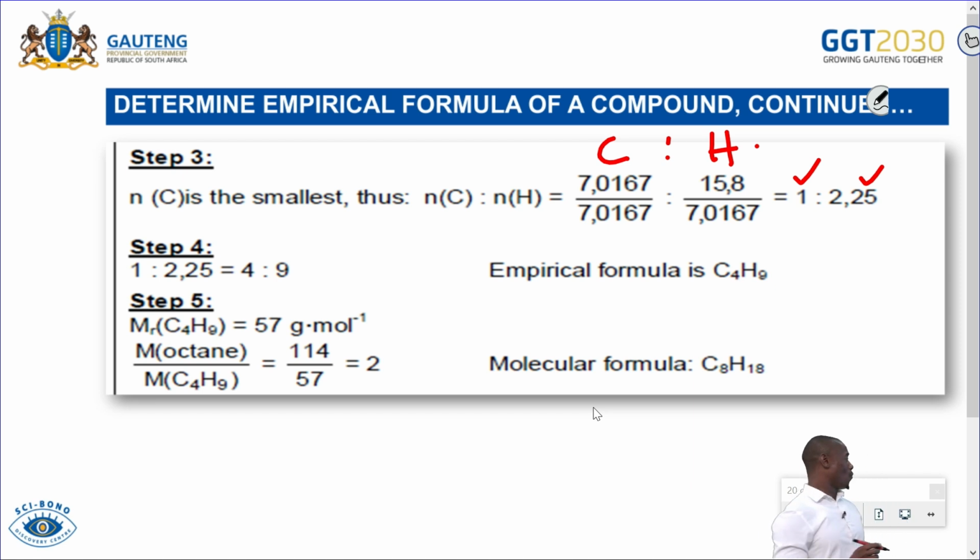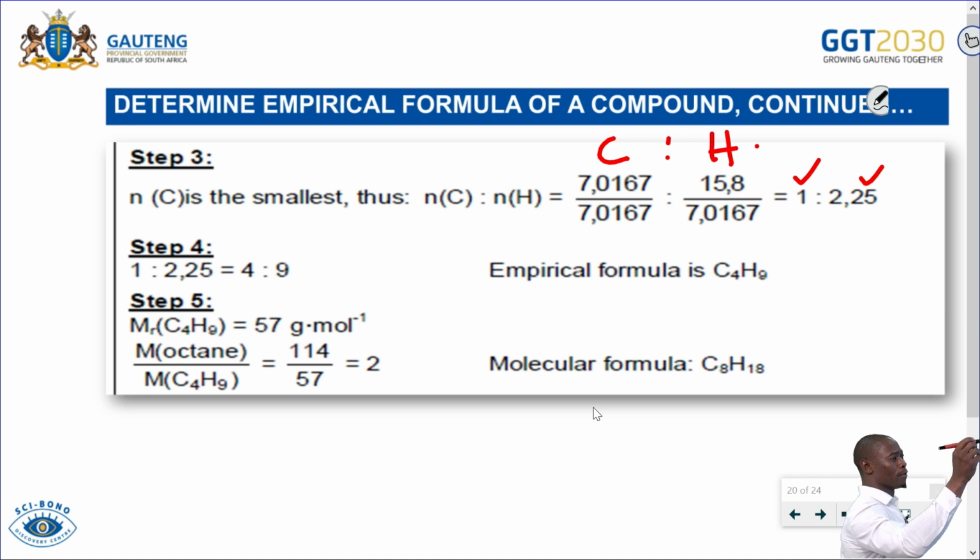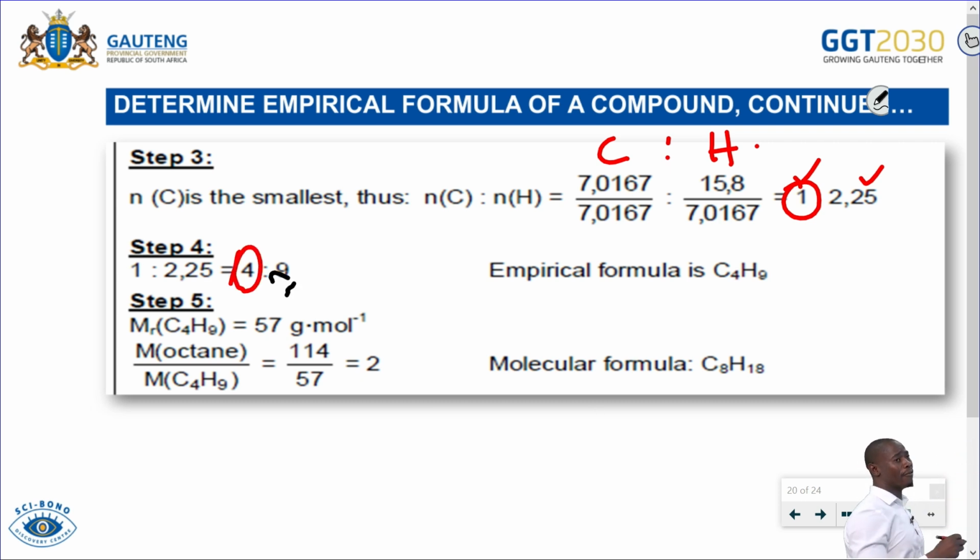Okay? What you need to understand here, all right? Because they're looking for octane, actually here we are supposed to get what? We have multiplied this by 4, right? To get that 4, and then we have multiplied 2.25 by what?